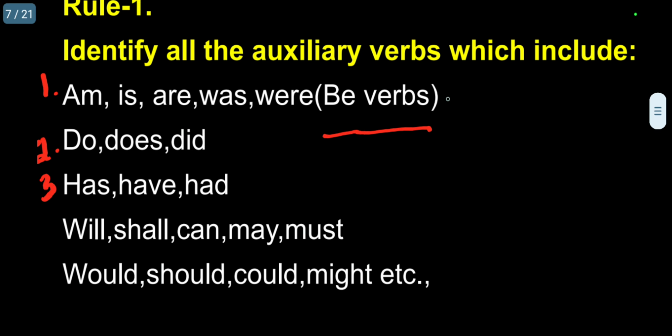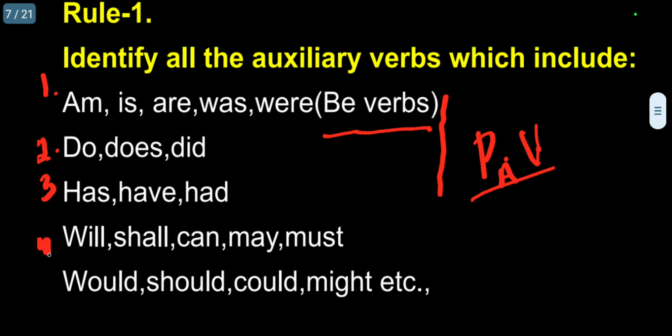These 3 types of auxiliary verbs we call primary auxiliary verbs. Primary auxiliary verbs. Kindly follow. The remaining 4th and 5th types, kindly follow. Will, shall, can, may, must. 4th type: would, should, could, might, etc. So these 2 are secondary auxiliary verbs.